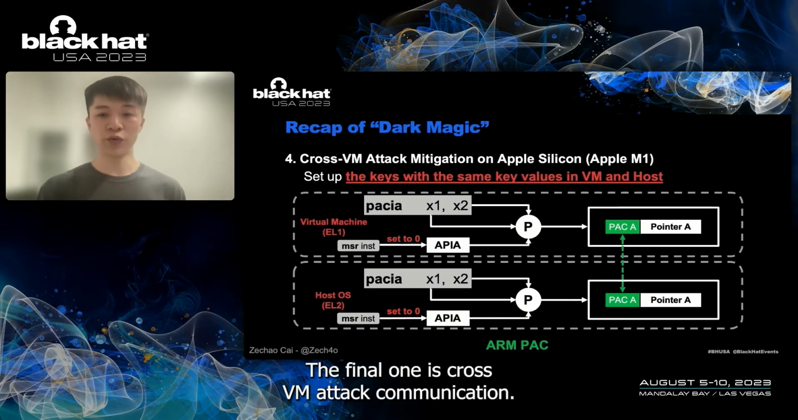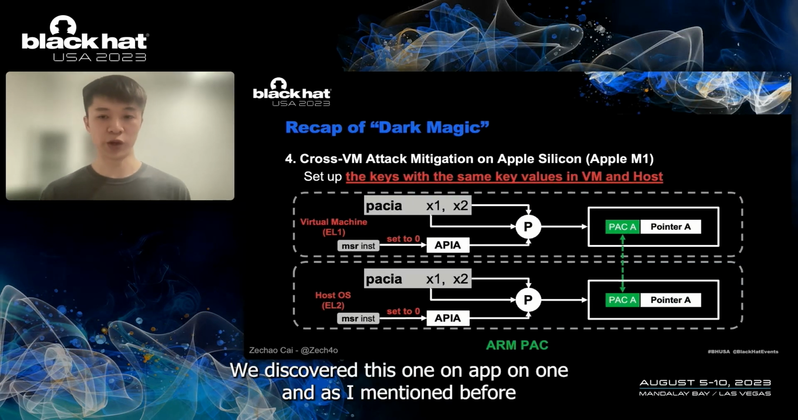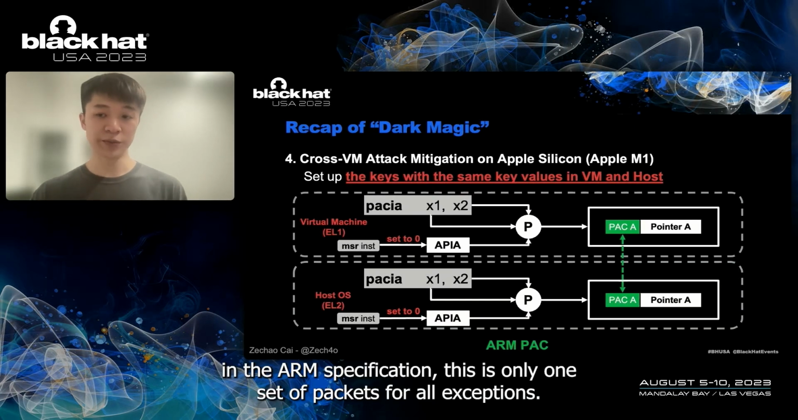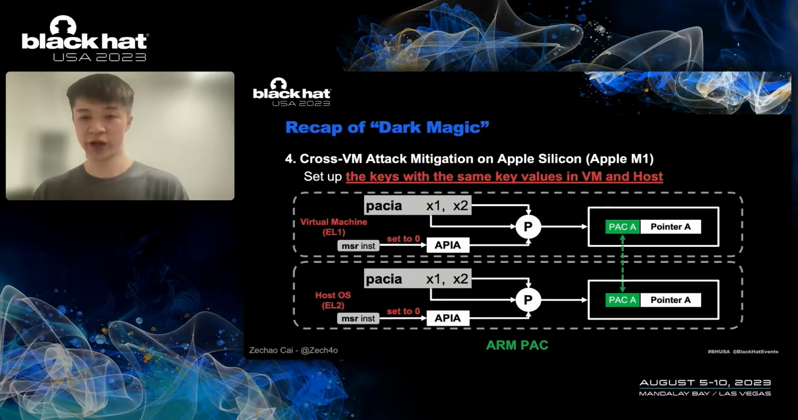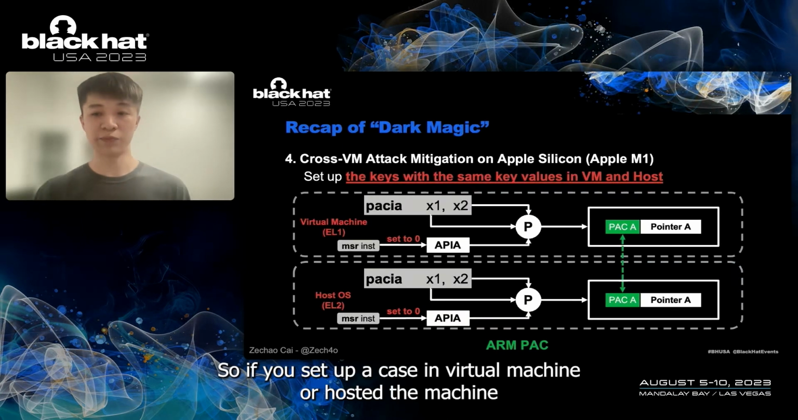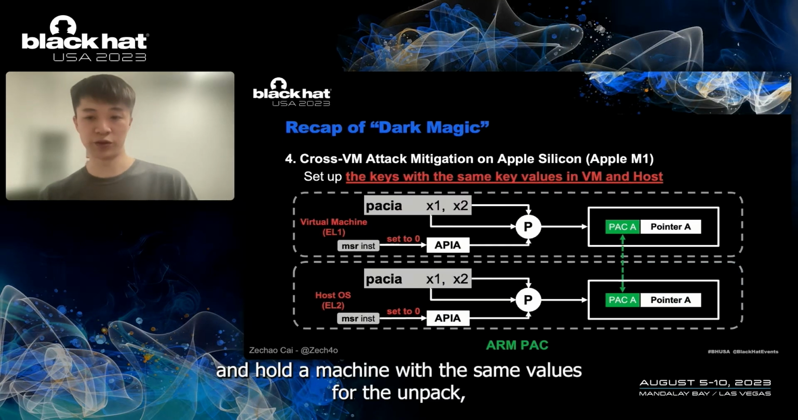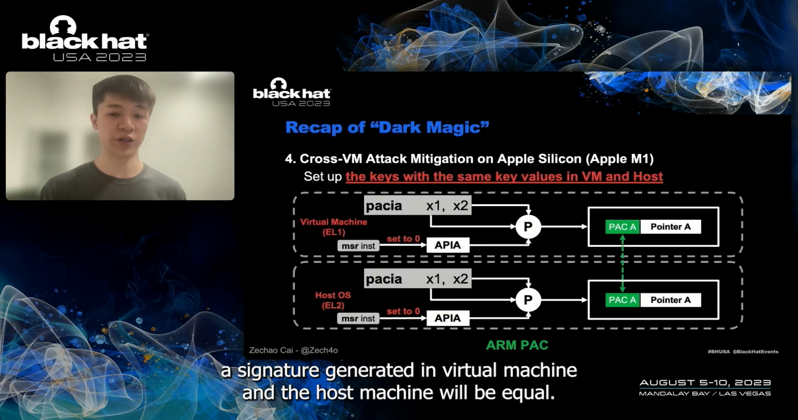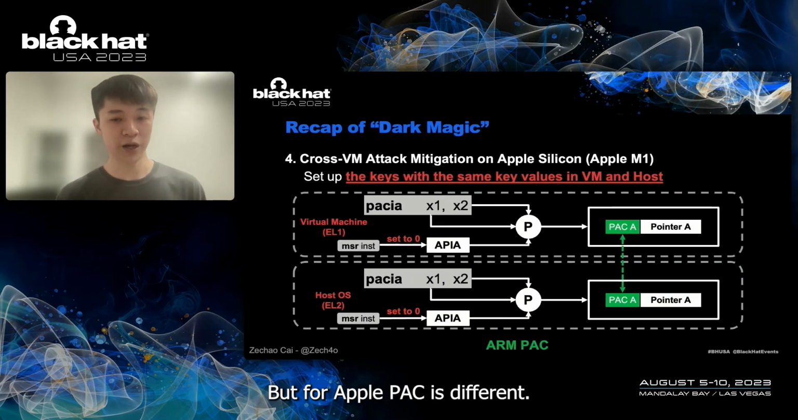Okay, the final one is cross-VM attack mitigation. We discovered this one on Apple PAC. As I mentioned before, in the ARM specification, there's only one set of PAC keys for all exception levels. So if you set up the keys in the virtual machine and the host machine with the same values, for the unpatched PAC, the signature generated in the virtual machine and the host machine will be equal. But for Apple PAC, it's different again.